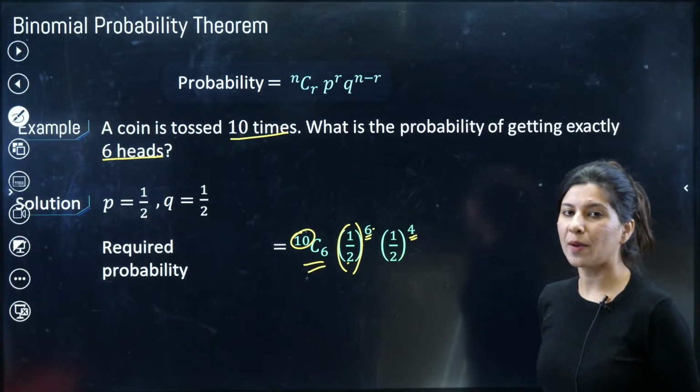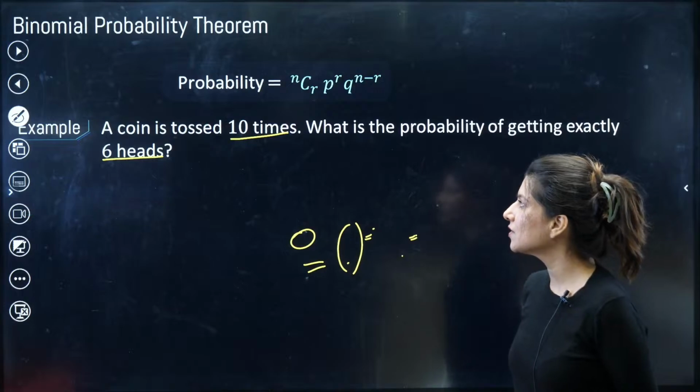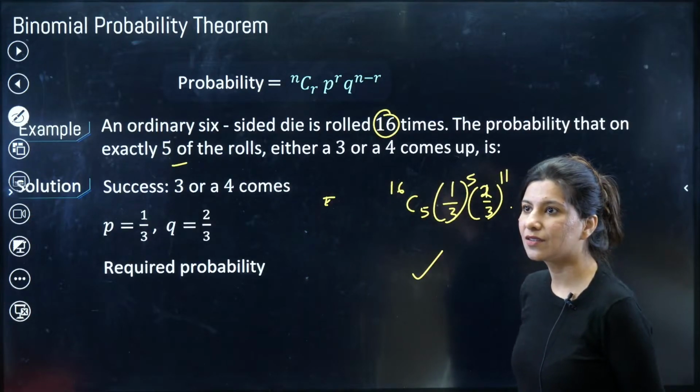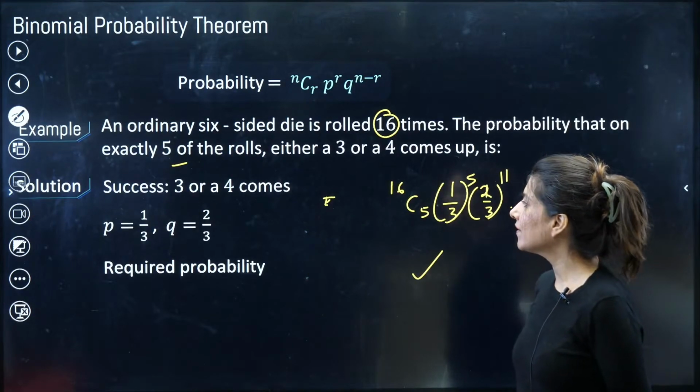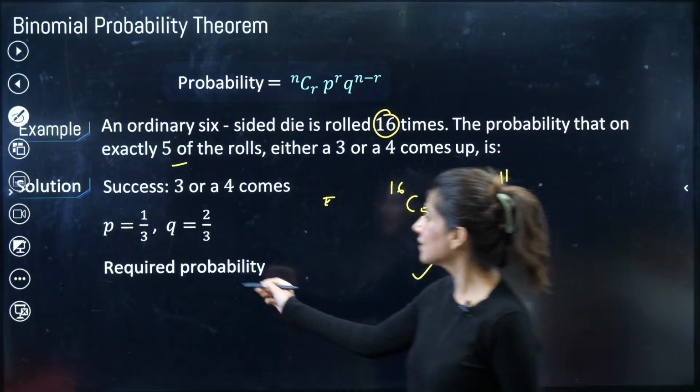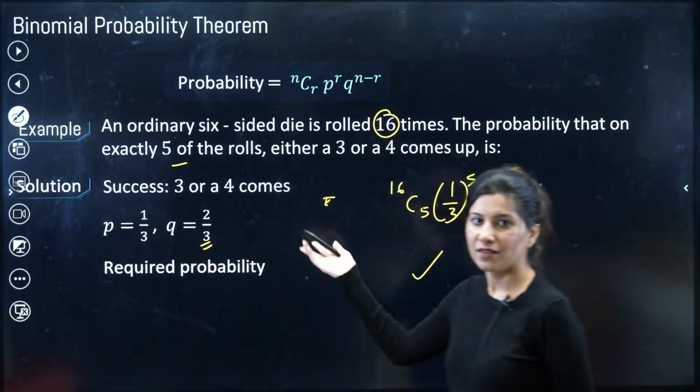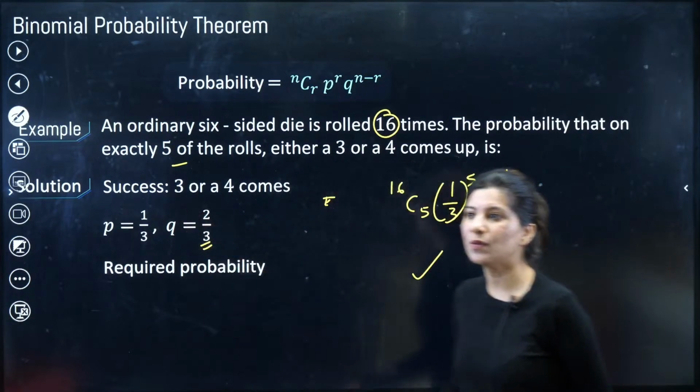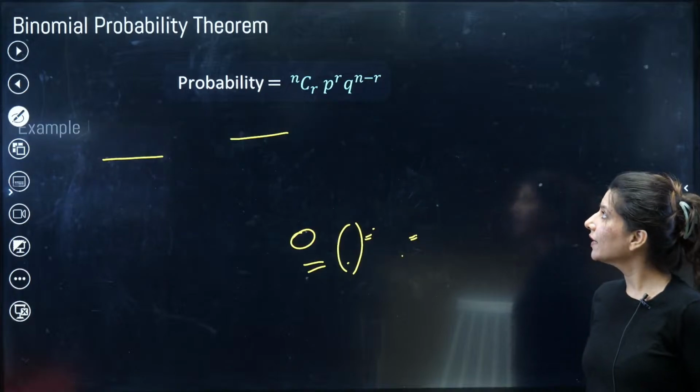So the probabilities are 1 by 3 and 2 by 3. I hope this is clear, because the rest is 1 minus 1 by 3, so the probability of these two will add up to 1.